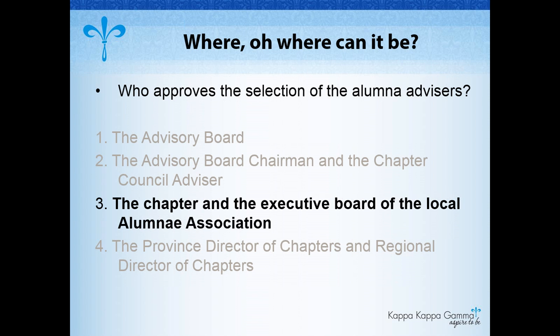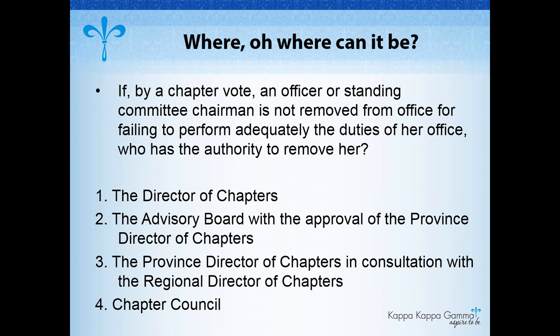So let's try another one. The next question is, if by a chapter vote, an officer or standing committee chairman is not removed from office for failing to perform adequately the duties of her office, who has the authority to remove her? So I'll repeat that because it's a little confusing. If an officer or standing committee chairman is not removed from office for failing to perform the duties of her office, then who has the authority to remove her?